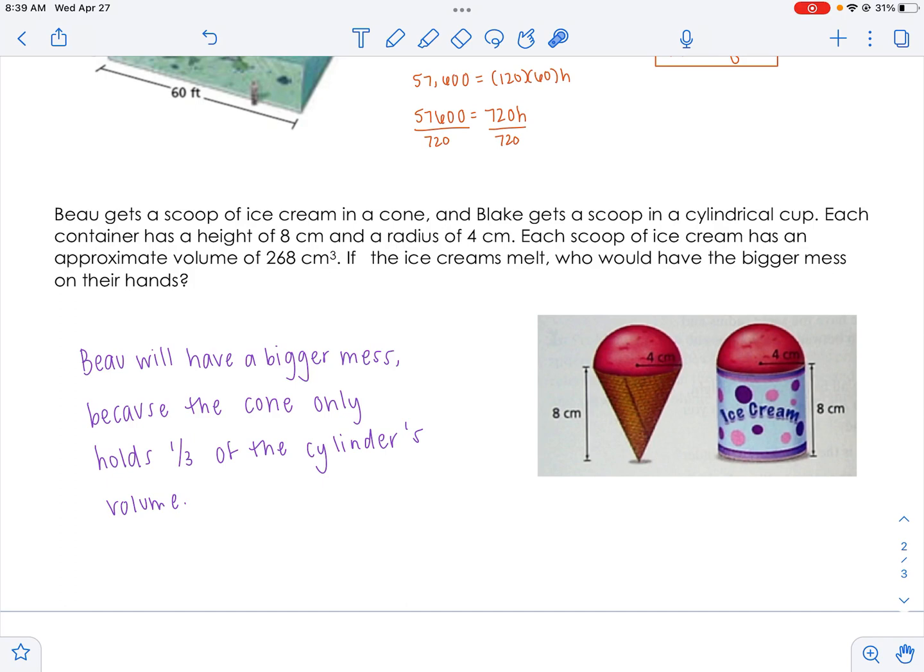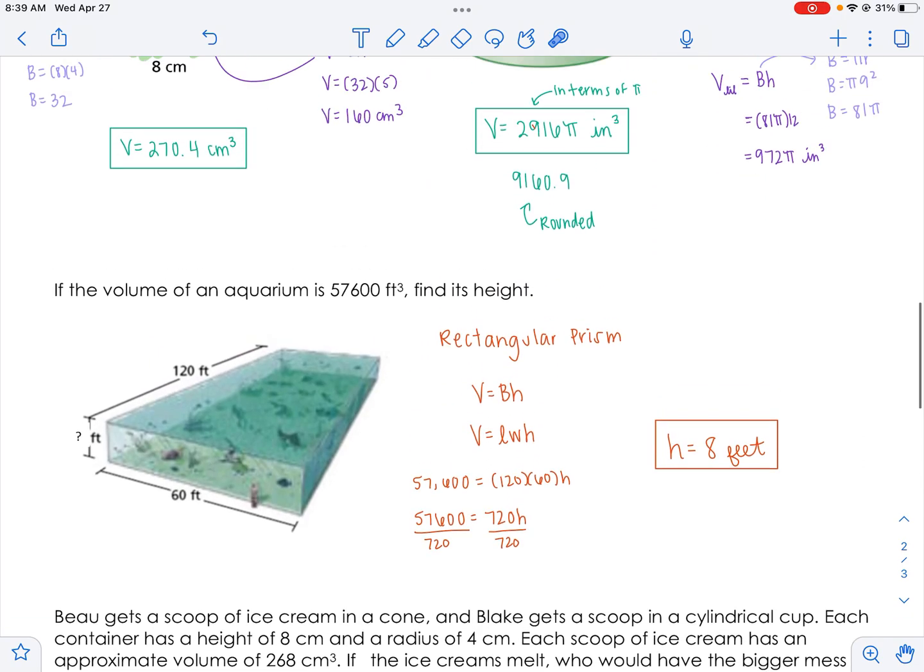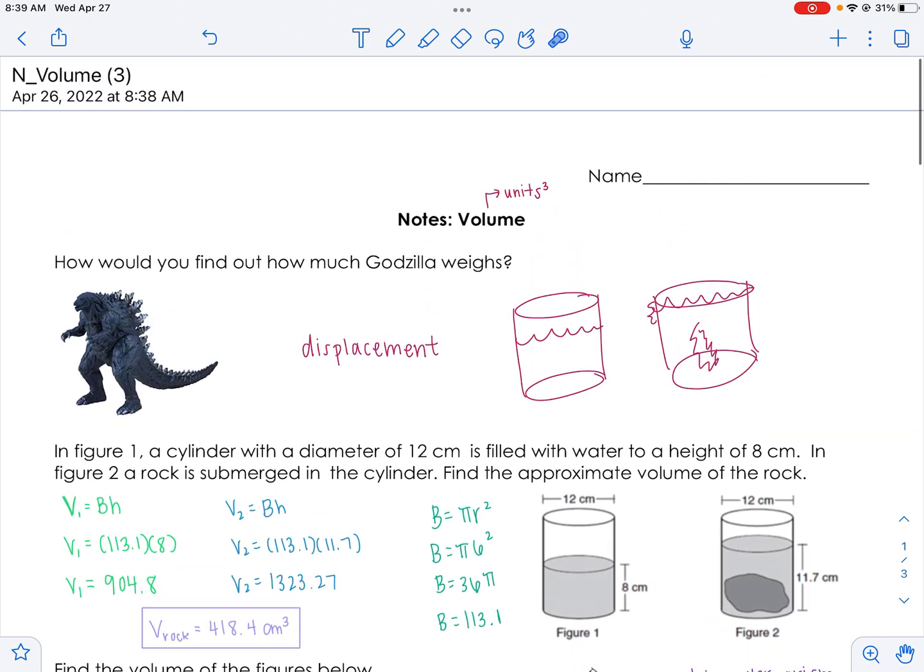That's it for volume. You're going to have the rest of the time to work on your practice. Good luck with that. Just be careful to remember what formula you're using and that capital B stands for area of the base. Good luck.